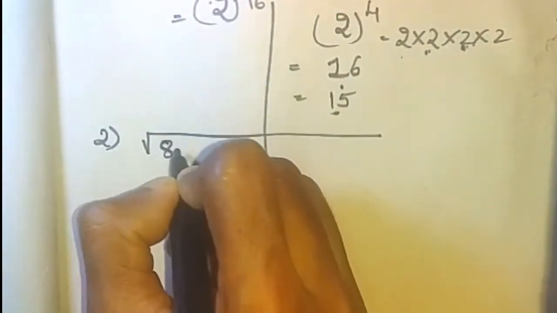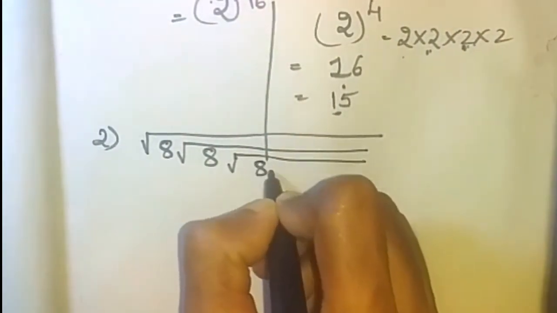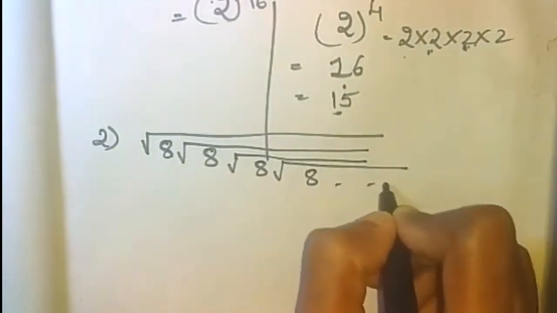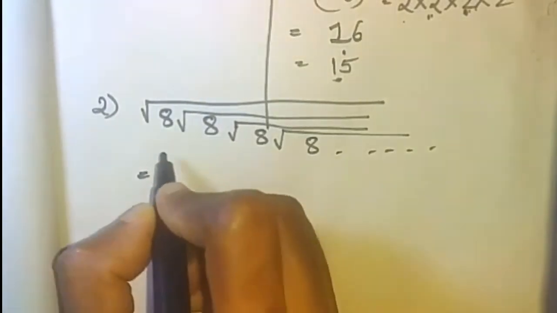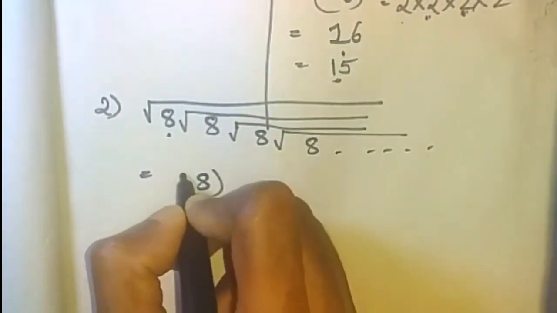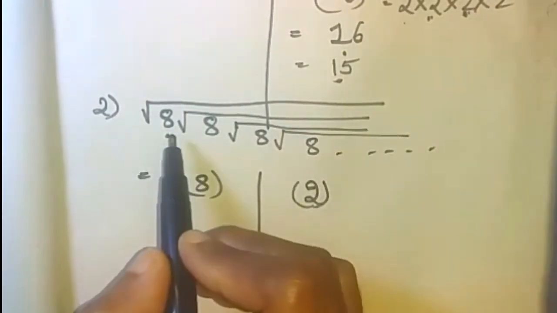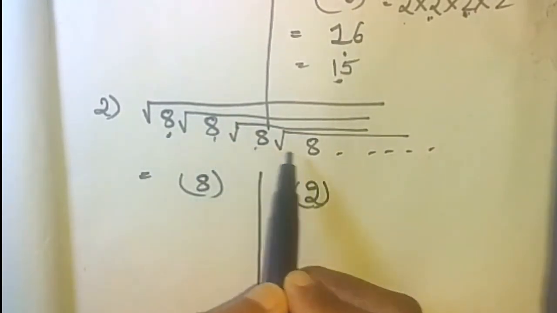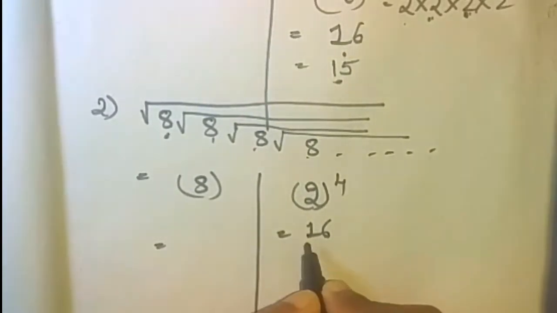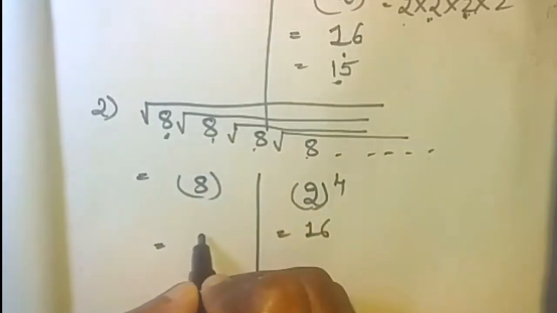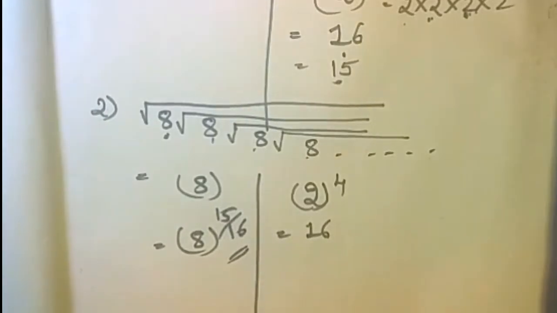Under root of 8, under root 8, under root 8, under root 8. If this is like this, it's not with infinity. So write the number 8, and on the other side, take 2. Now calculate how many 8's are there. 1, 2, 3, 4. 2 to the power of 4, 16. Now what is the answer? We have to subtract 1, right? Directly we can write there: 8 to the power of 15 by 16 is your answer.